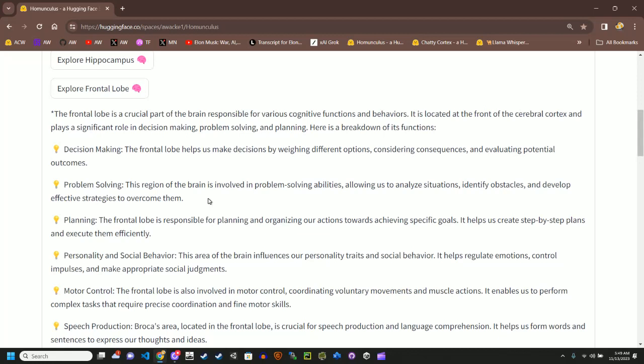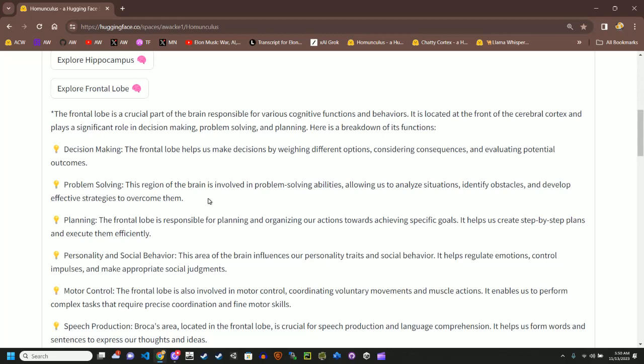Here is a breakdown of its functions. Decision making: the frontal lobe helps us make decisions by weighing different options, considering consequences, and evaluating potential outcomes. Problem solving: this region of the brain is involved in problem solving abilities, allowing us to analyze situations, identify obstacles, and develop effective strategies to overcome them.